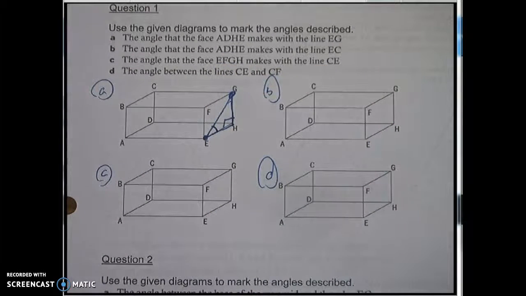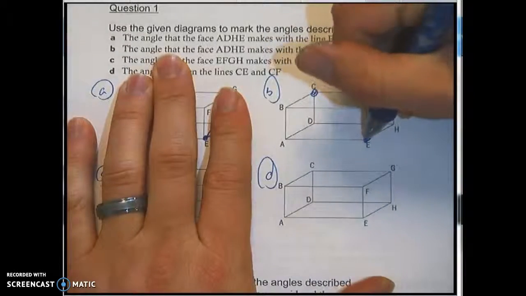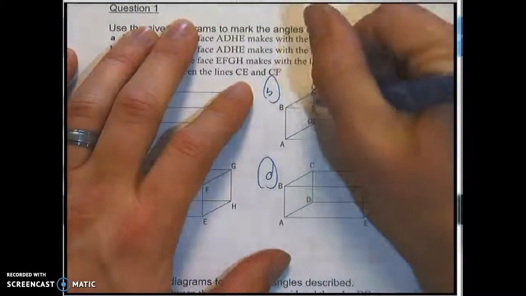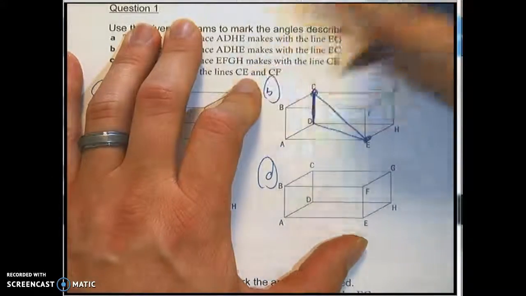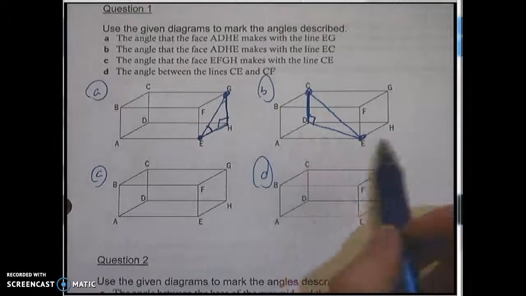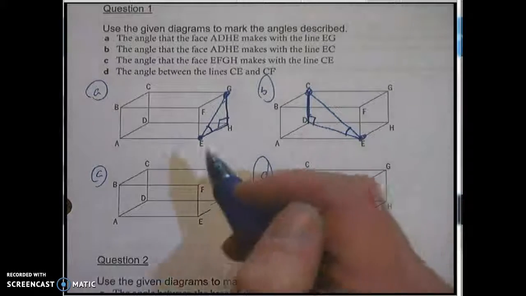Part B, I'm supposed to mark the angle that the face ADHE, again the bottom, makes with the line EC. So I connect E and C to the best of my ability, make that line as straight as I can, and then drop the perpendicular. The perpendicular in this case is going to be from C to D right here, and then I can complete my right triangle. There's my right angle. I've got two angles in that triangle. The one that I want is the one that's connected to base ADHE, so I'm looking for this angle right here.